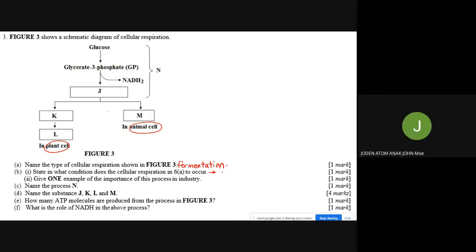Absence of oxygen. Very good. Absence of oxygen. Okay? Sebab tak ada oksigen, itu yang menyebabkan fermentation start. 2. Give one example of the importance of this process in industry.